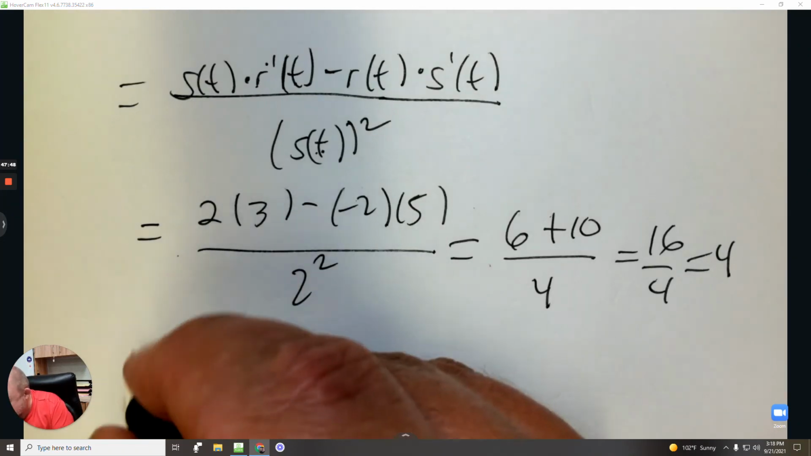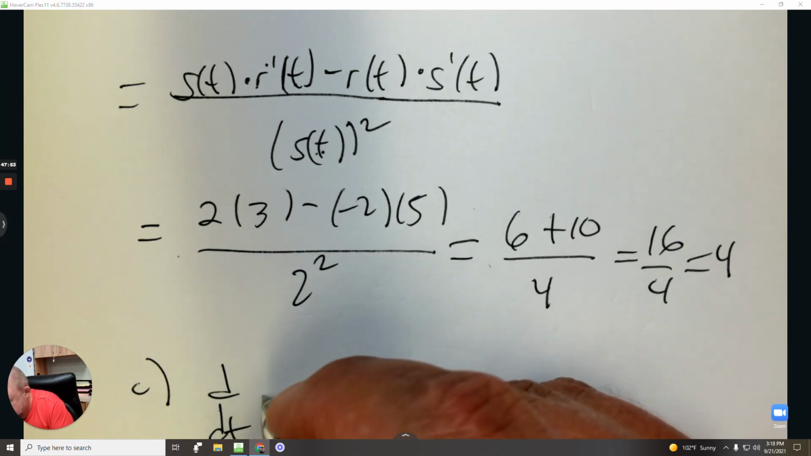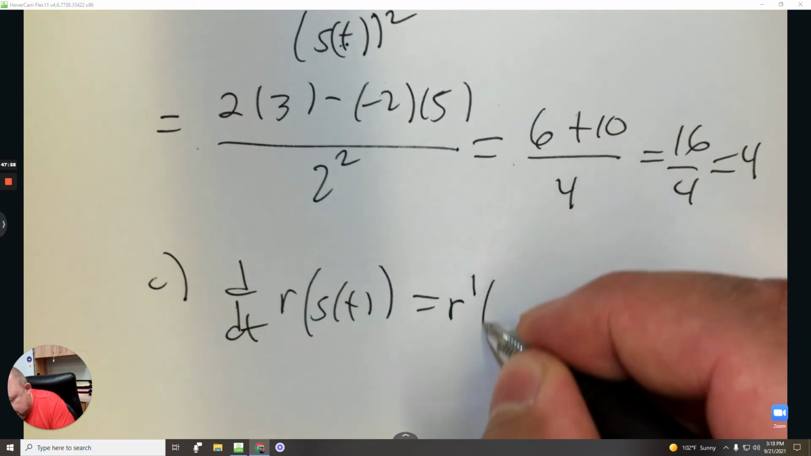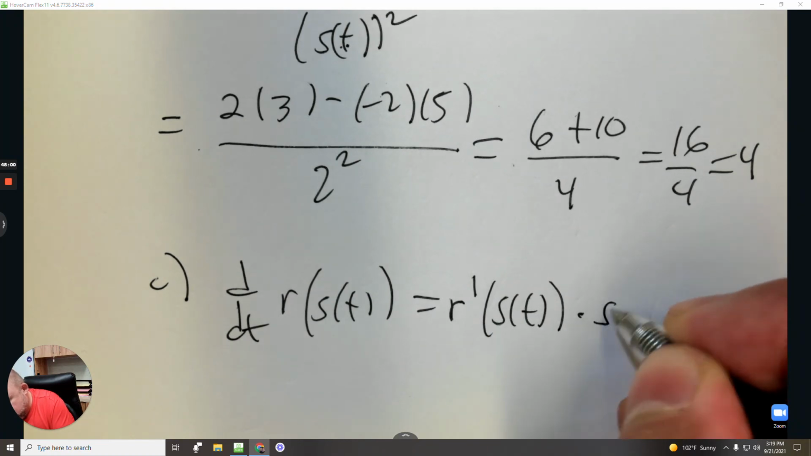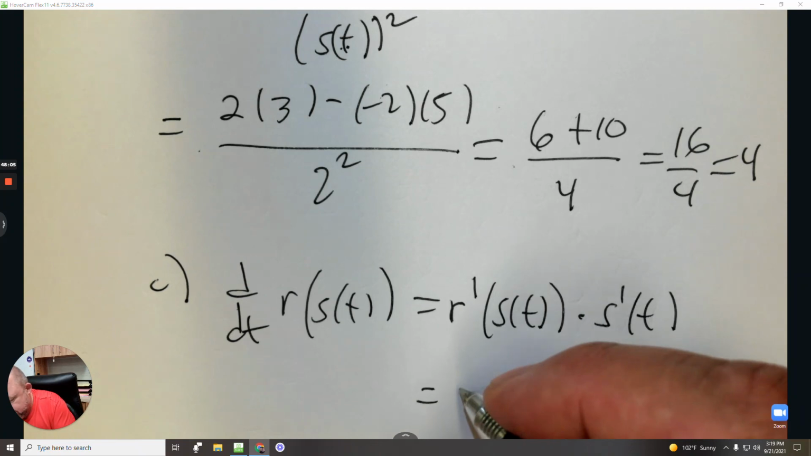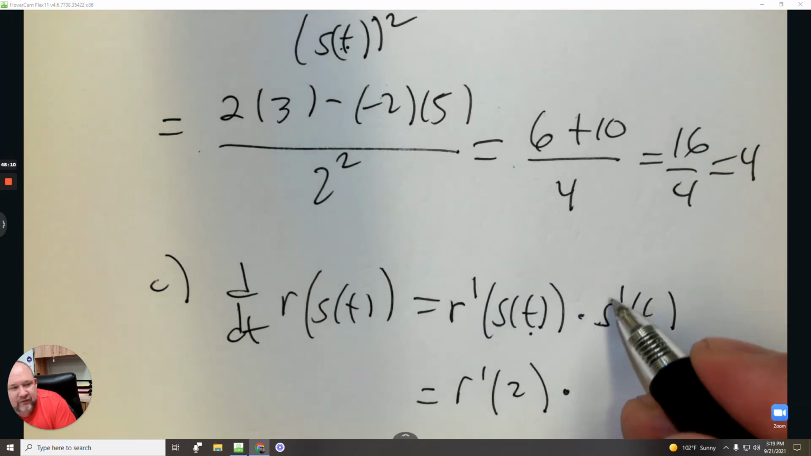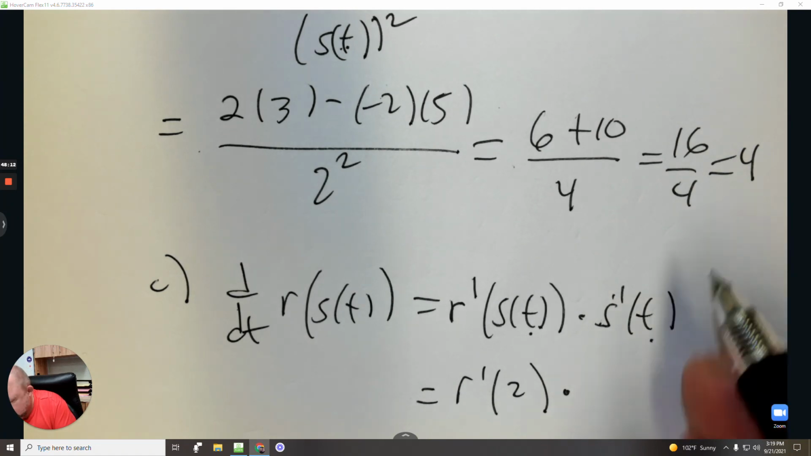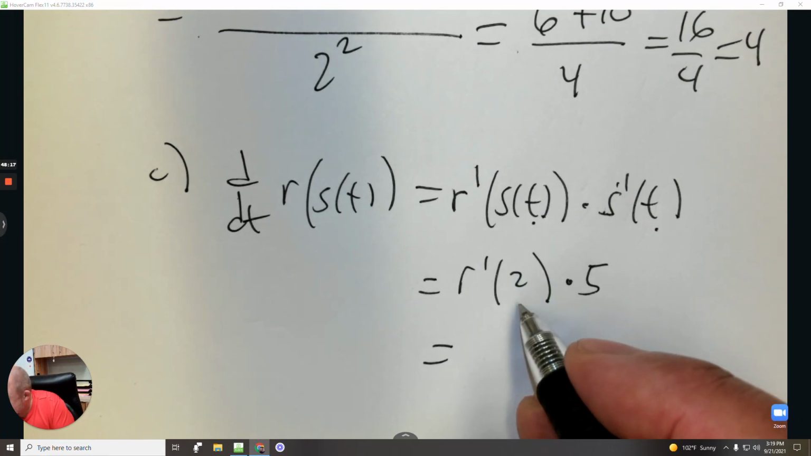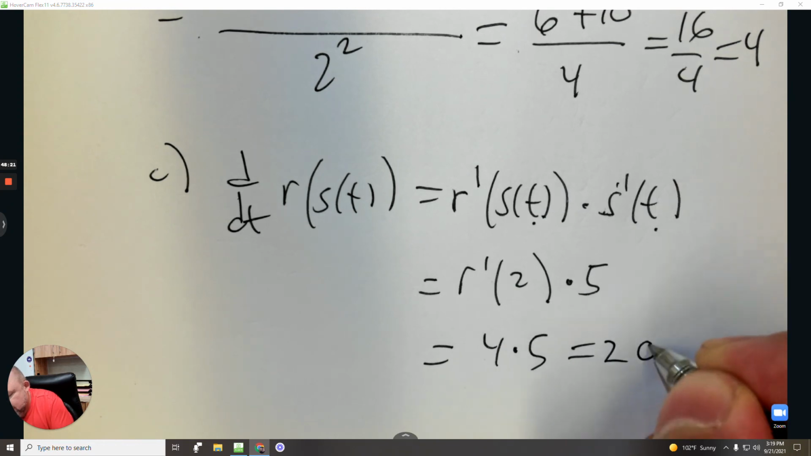All right, last one. This is the chain rule. So in this form, the chain rule is the derivative of the outside times the derivative of the inside. When you plug in 3 for t, s at 3 is equal to 2. S prime at 3 is 5. One more time. R prime at 2 is 4. And then you multiply it together and you get 20.